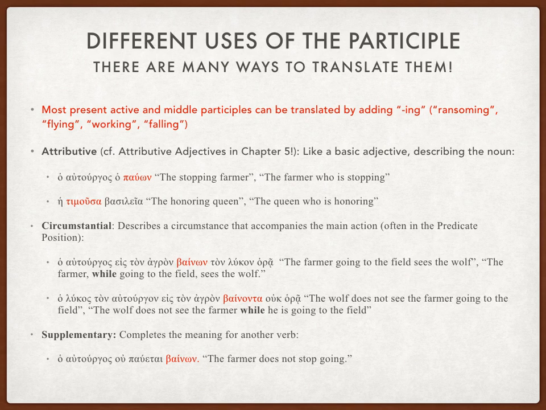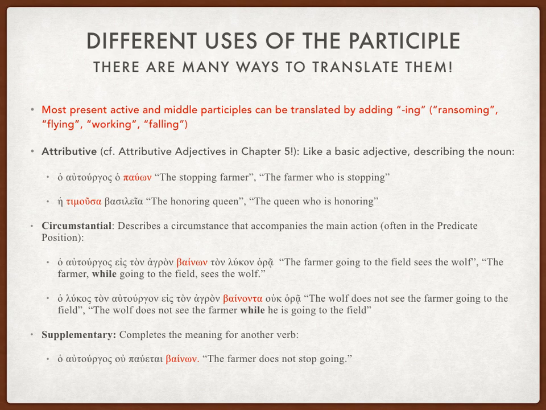But for now, you are going to see a couple different ways that the participles can be used in a typical Greek sentence. But for the most part, just like with those middle participles, like ransoming, for example, present active participles are also going to be usually translated by just adding ing to the end of the word. So flying, working, loosening, fighting, honoring, and so forth. 99% of the time, that's going to mostly get the meaning across.